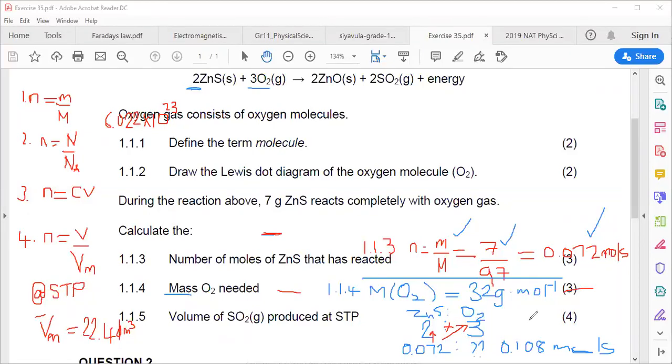Have we answered the question? No, we still need mass. So now for the mass, we're going to say number of moles is equal to mass over molar mass. All right, your number of moles, we now know. What is your number of moles? It's 0.108, equal to mass M over the molar mass. We now need the molar mass for oxygen, isn't it? Which is 32. Then you make mass the subject of the formula. Mass, you cross multiply, 0.108 multiplied by 32. What's your answer?